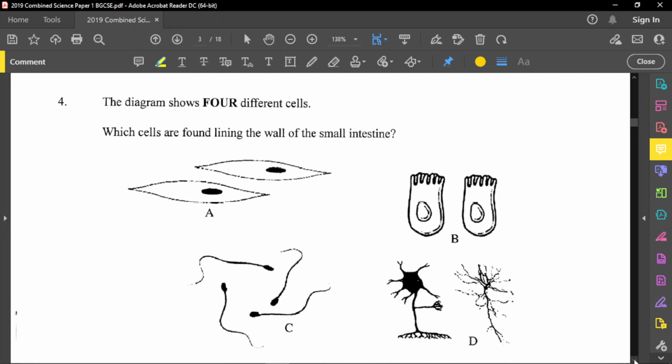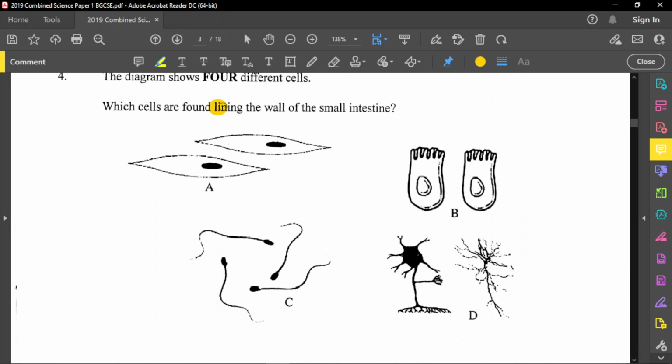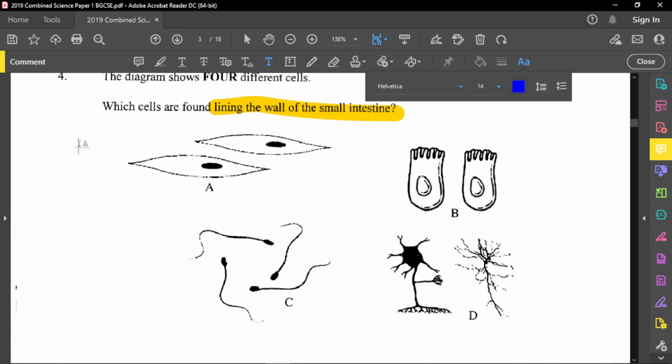Number 4. A diagram shows 4 different cells. Which cell is found in the lining of the wall of the small intestine? This is very important. So which of these cells can be found in the lining of the wall of the small intestine? Let's first identify them. Cell A here represents smooth muscle cells. So this is smooth muscle cells.